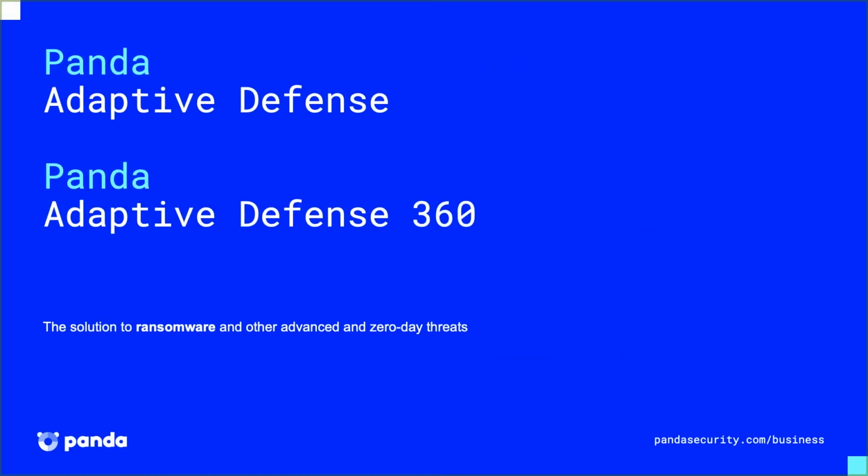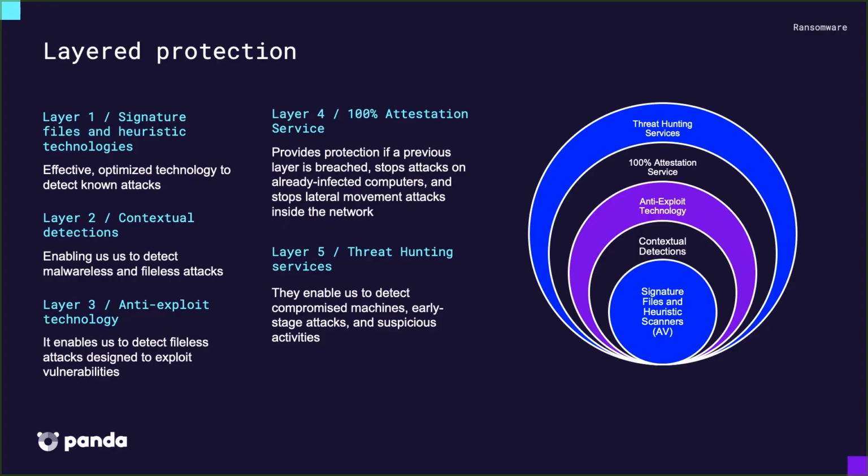So now we'll take a look at Panda Adaptive Defense and Adaptive Defense 360. Adaptive Defense 360 is an offering of layered protection. We have 5 distinct layers that are operating in unison at any given point in time. Our first layer is signature files and heuristics. The next is contextual detections. The third is anti-exploit technology. Fourth is our 100% attestation service. And layer 5 is our threat hunting services.